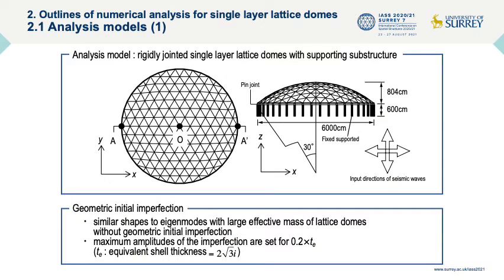At first, I show you the outline of numerical analysis. The analysis models are rigidly joined single-layer lattice domes with substructure, as shown here. The shape of the geometrical initial imperfection is similar to eigenmodes with large effective mass of domes without imperfection. The maximum amplitude of the imperfection is set to 0.2 times the equivalent shell thickness TE.